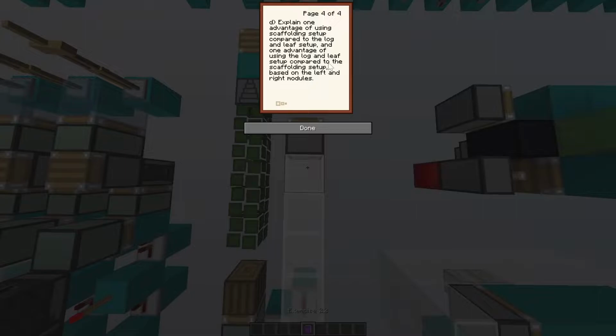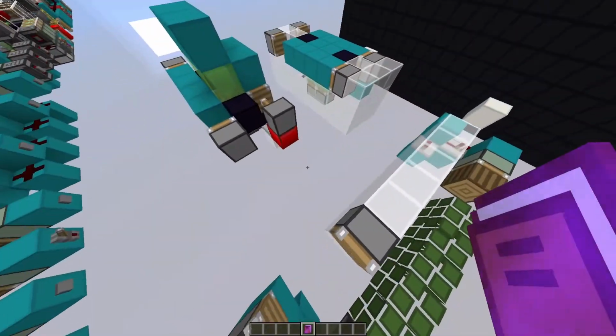And part D is a short answer question basically. Again, explain one advantage of using the scaffolding setup compared to the lock and leave setup, and one advantage of using the lock and leave setup compared to the scaffolding setup, based on the left and right modules. So yeah.